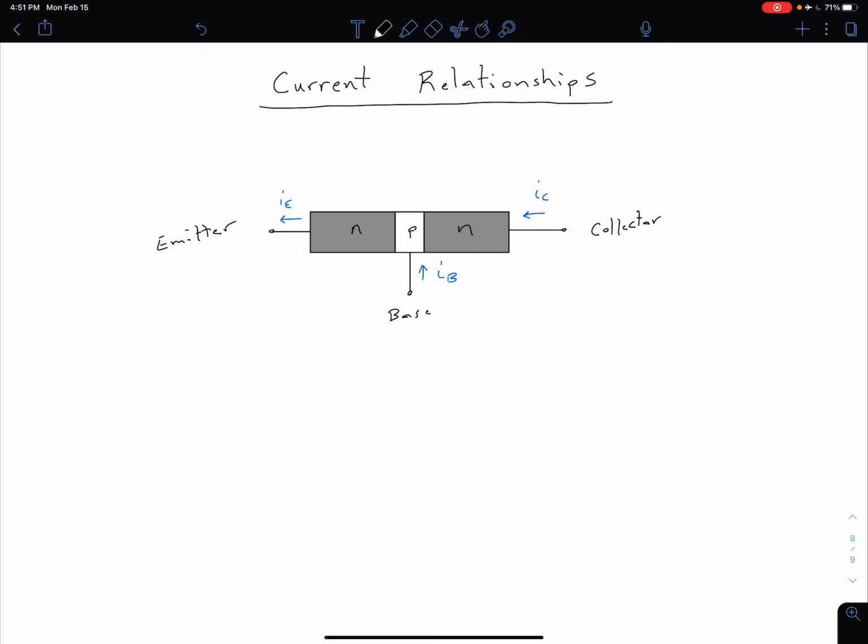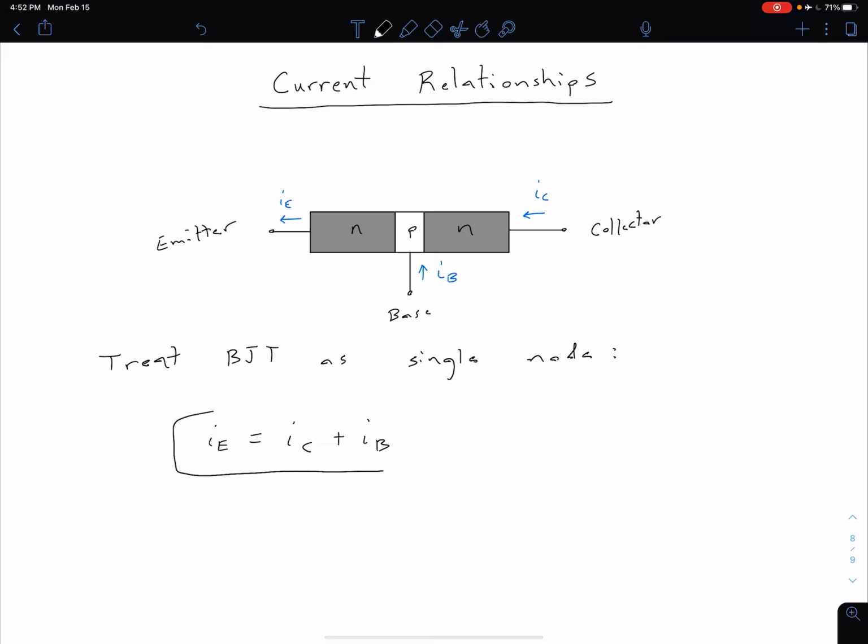And so what we can do is we can treat this BJT as a single node. So treat our bipolar junction transistor as a single node, and we can then apply KCL. So applying KCL, we see that our emitter current is the only current leaving, so that has to be equal to all the currents coming in, which is the sum of our collector current plus our base current. And so this is going to be an equation we use quite often.